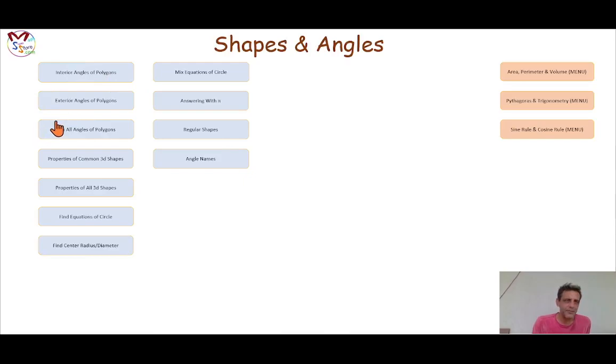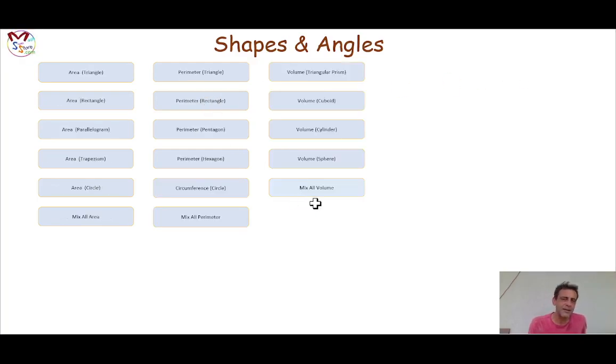Shapes and angles menu. And we've got interior angles of polygons, exterior angles of polygons, mix them. Properties of common 3D shapes, properties of all 3D shapes, which I guess would be into icosahedrons and things. I can't really remember what I did there. Find equations of a circle, find the centre from the radius and diameter, mix equations of a circle, answering with pi, we mentioned that before in another section, regular shapes and angle names. And in the sub-menus we've got area, perimeter and volume. That's a menu, Pythagoras and trigonometry, sine and cosine rule.